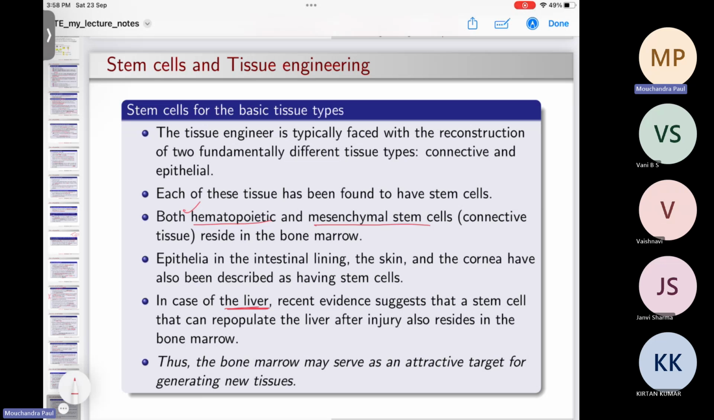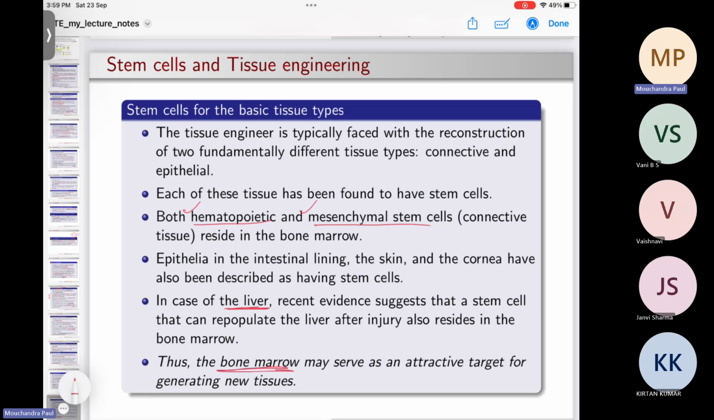So as a starting material, since we know a lot about the hematopoietic stem cells and the mesenchymal stem cells and their potential to form different cell types, and also to undergo plasticity, it is being written that the bone marrow can be thought of as an attractive source of stem cells through which you can create new tissue types. That is why more and more research is being done on these two stem cell types, and for different organs.